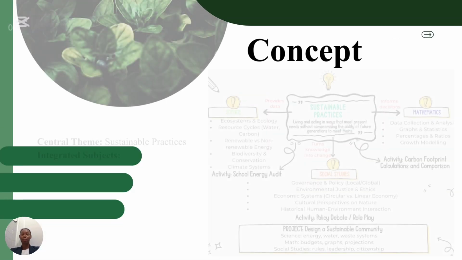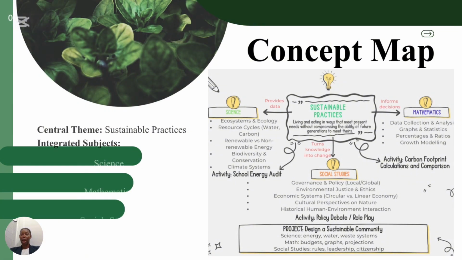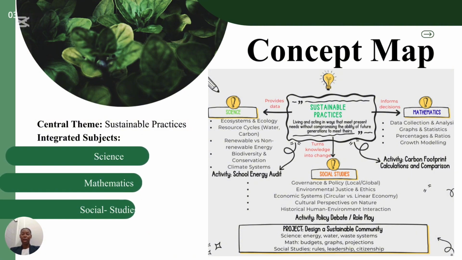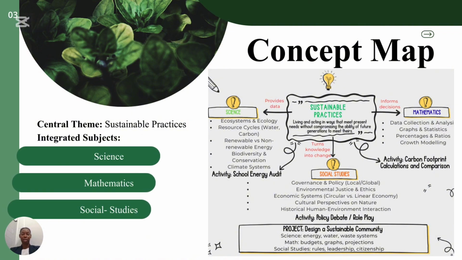Now, we had a concept map, and that had a central theme, and the central theme of sustainable practices was presented in a cohesive learning experience for the children to understand. It had the integration of three subjects: science, mathematics, and social studies. Now, each played a crucial role in understanding and promoting sustainable practices.